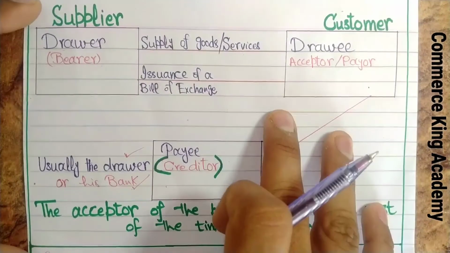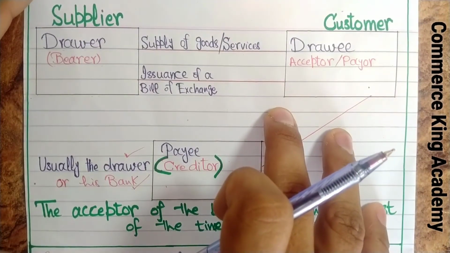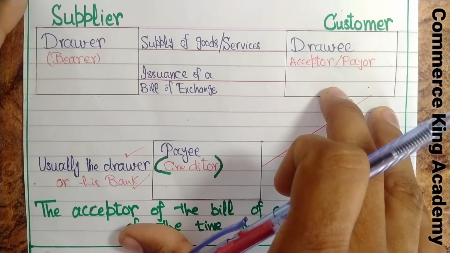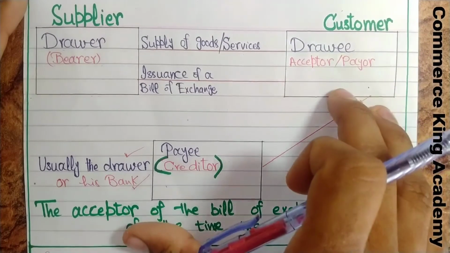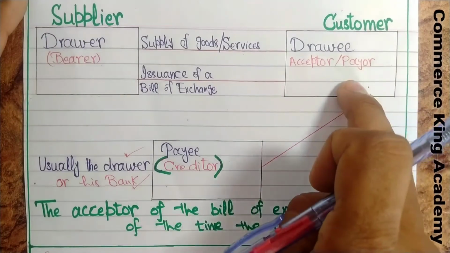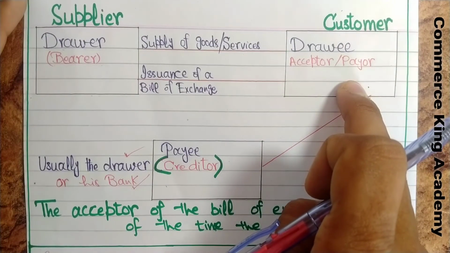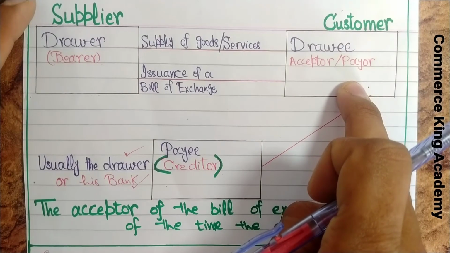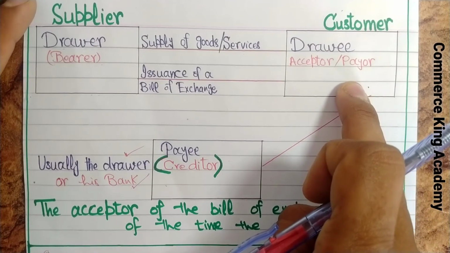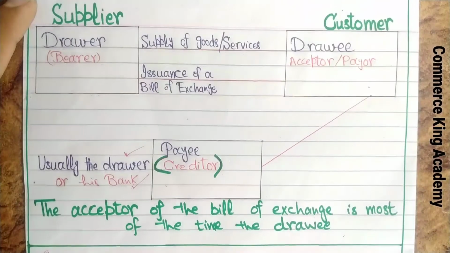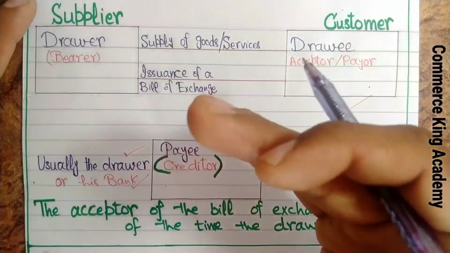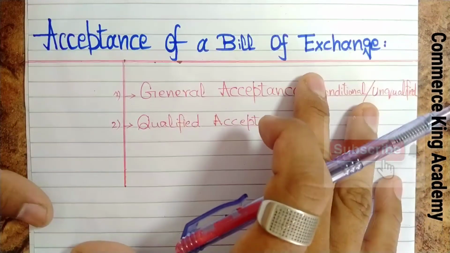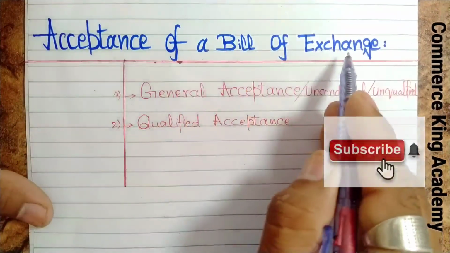Listen again with true attention. Acceptance is unconditional, right? But in certain countries the drawee may restrict it to part of the sum payable. Such acceptance may be general or qualified. So let's discuss general acceptance and qualified acceptance. These are the types of acceptance of bill of exchange.